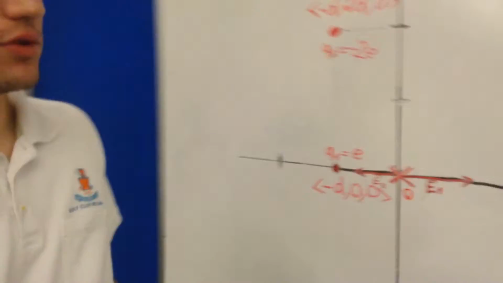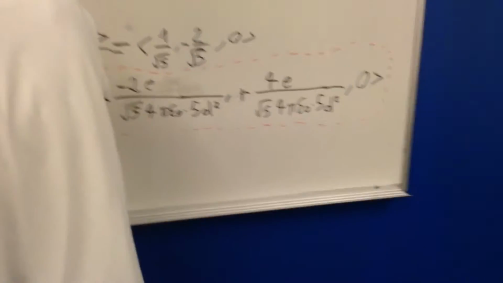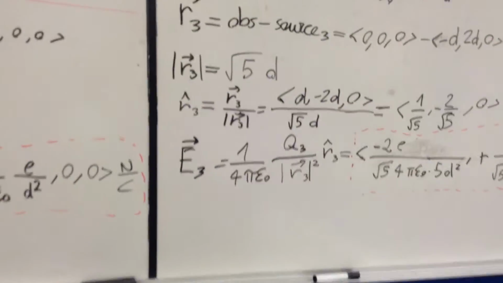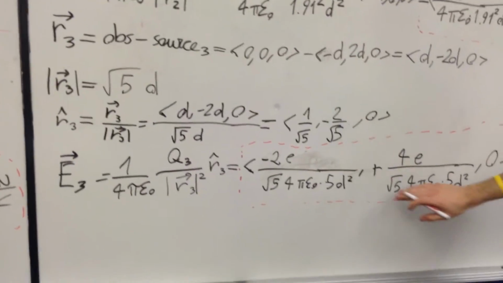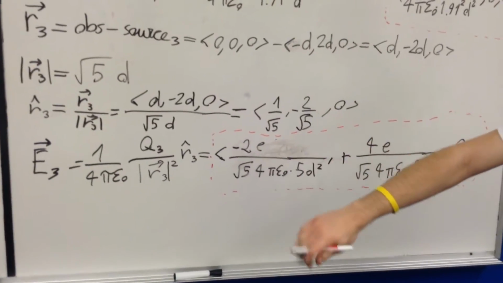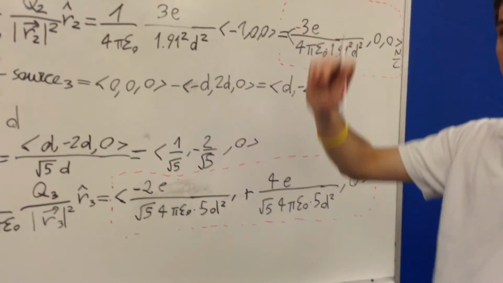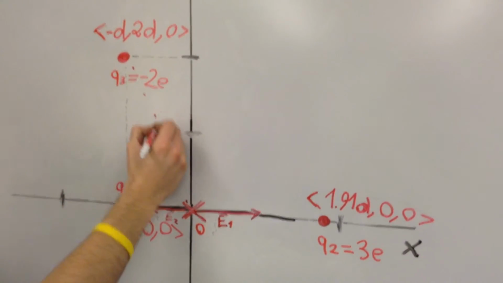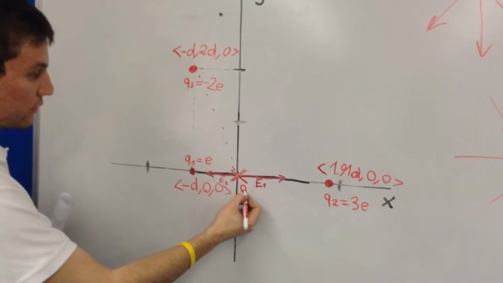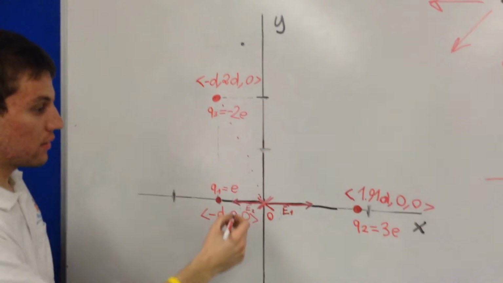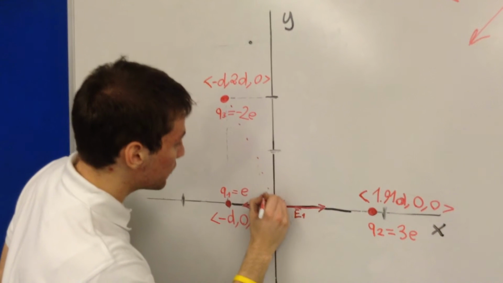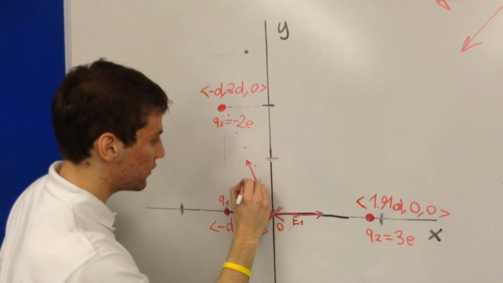But now, in order to draw E3, excuse me, I forgot an arrow, we need to see that the x will be negative, so it will point away. Then the y will be positive, so it will point up. The way that the electric field will point is based upon this segment that connects the observed location with the source location 3. And the electric field will be like this.